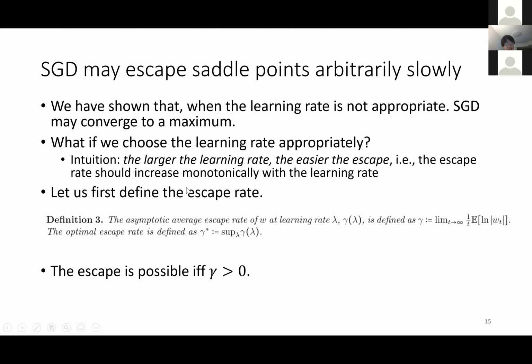Before we state the result, let us first define the escape rate. In our work, we defined the asymptotic average escape rate of W at learning rate lambda to be gamma of lambda as this term. And the optimal escape rate is defined as the supremum over all lambda, so it's the best possible escape rate. The escape is possible if and only if gamma is greater than 0. If you have a negative gamma, that basically means that you are converging to the local maximum.